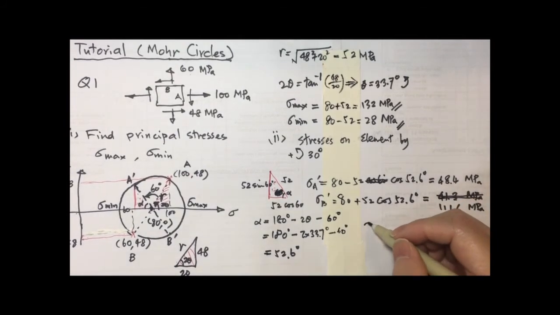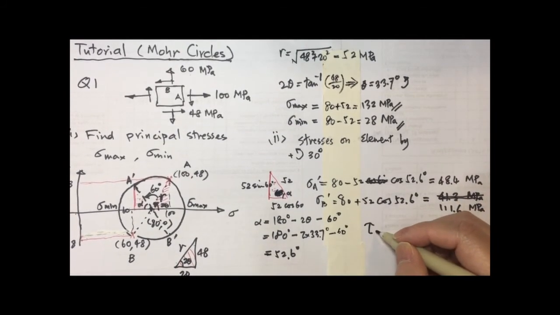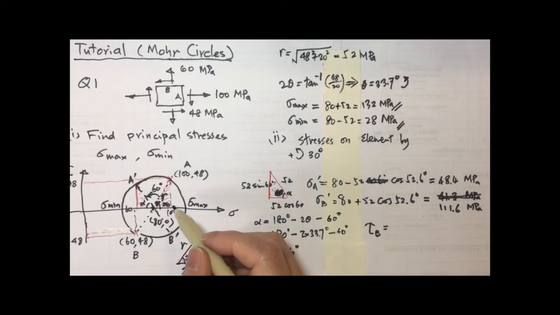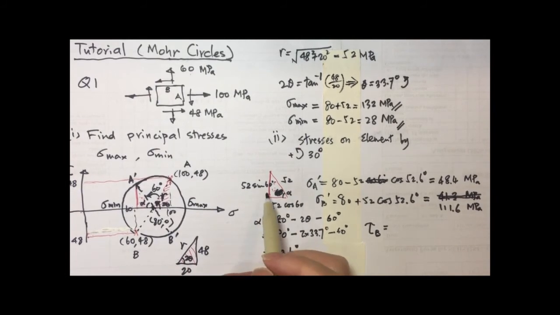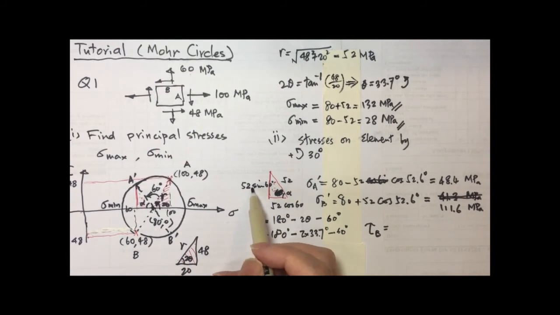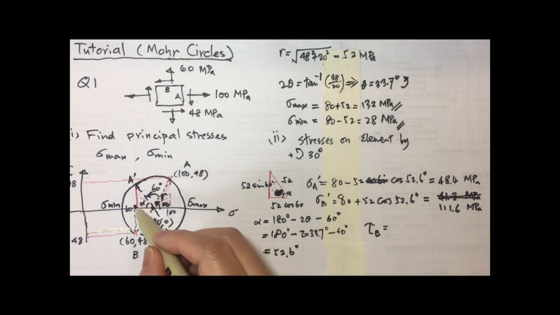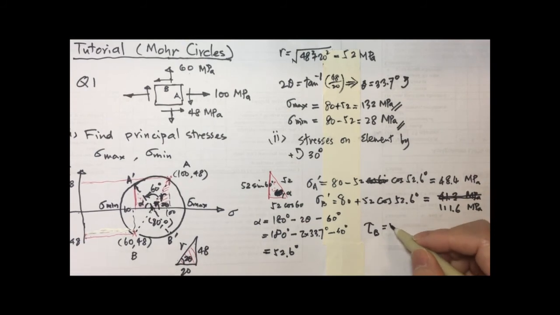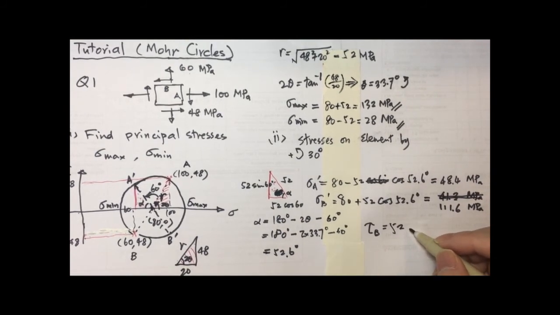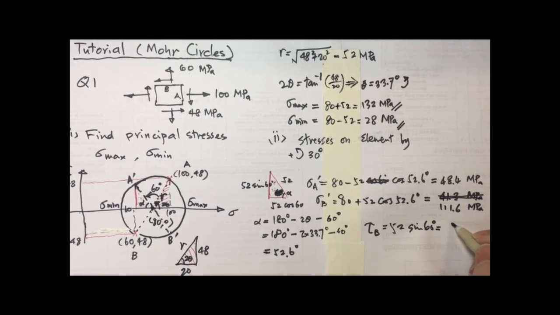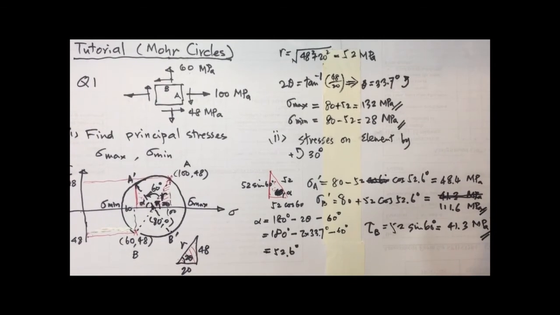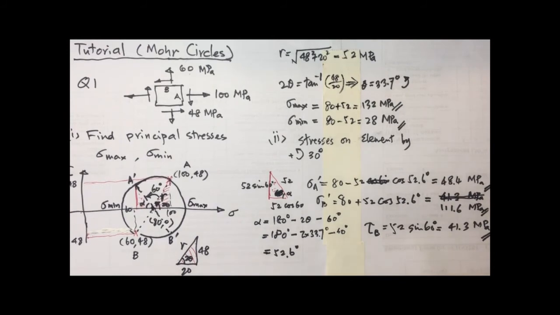And what about the shear stress? It is equal to what? 52, right? That is the shear stress here, right? So it's equal to 52 times sine 52.6 degrees. It gives you 41.3 MPa. So that's the answer, right?